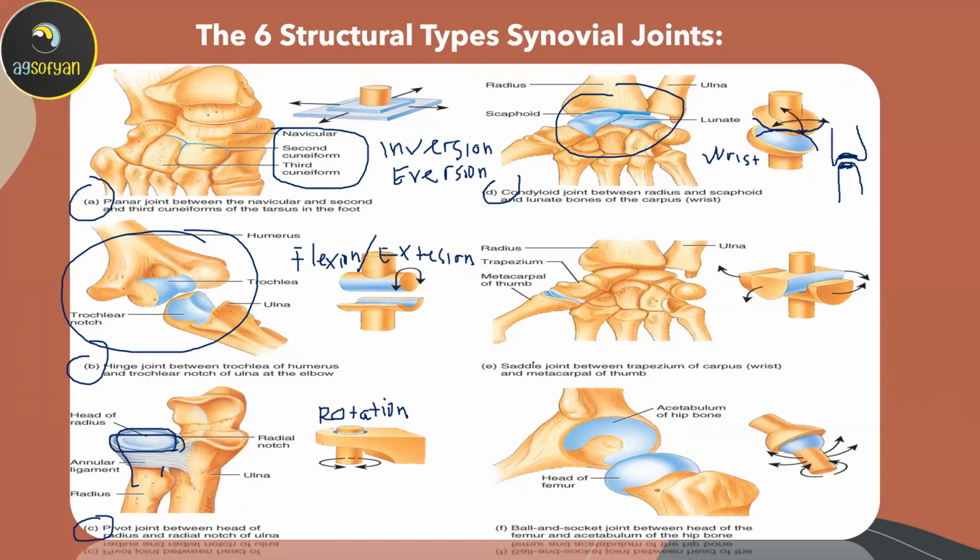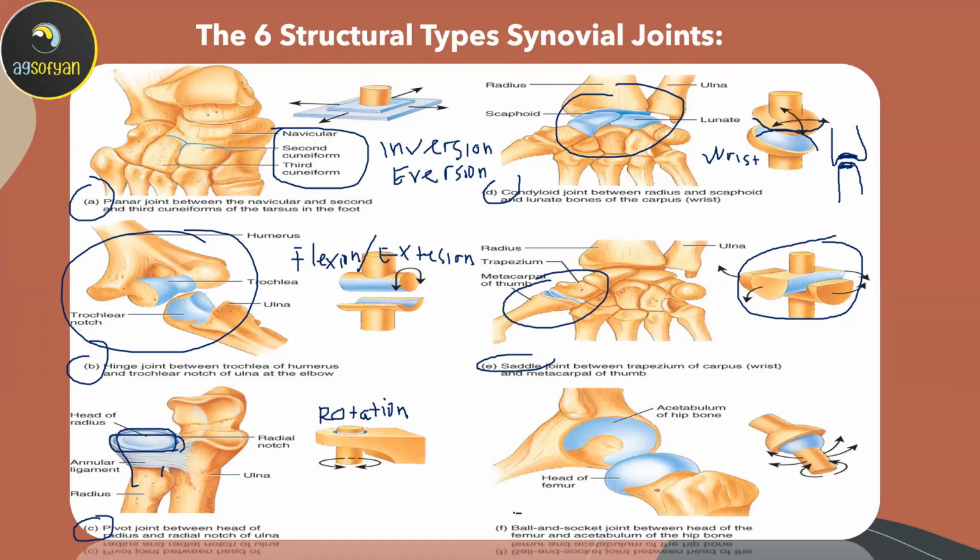The next one is the saddle joint. It looks like a saddle. An example is located between the trapezium and the first metacarpal. So this is in our hand, in our wrist area also. And the movement is usually flexion and extension type of movement.